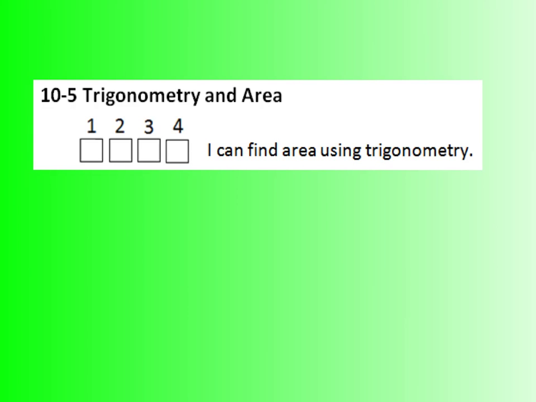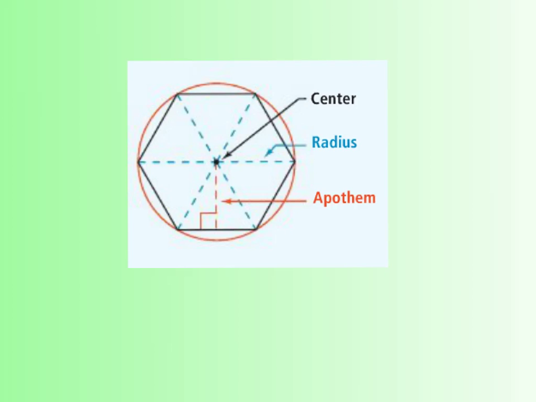This is part 2 of section 10.5, so this is where we're going to be getting into problems with trigonometry. We need to recall the vocab that we learned in the video from last night. So if we have any regular polygon, it must be regular, then we have a radius going from the center to a vertex, and we have the apothem, which is from the center to a side at a 90-degree angle.